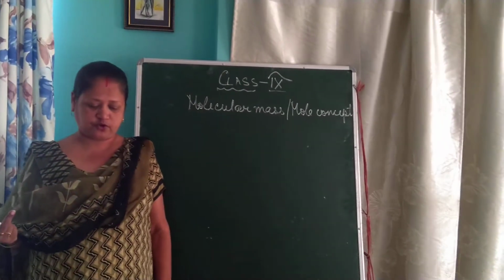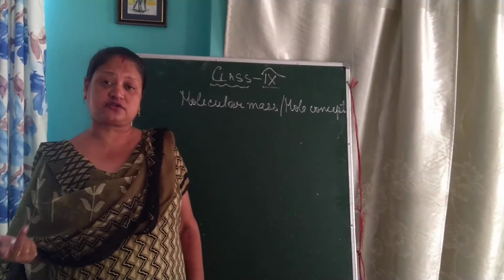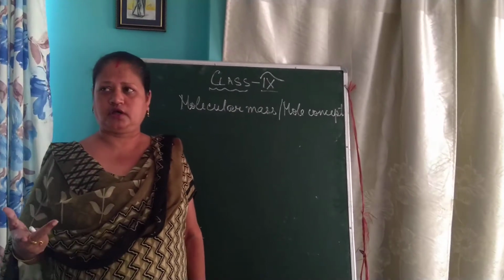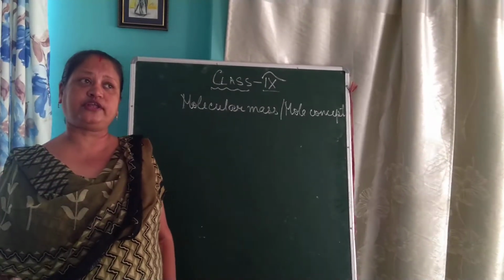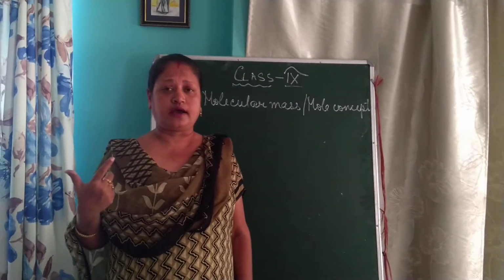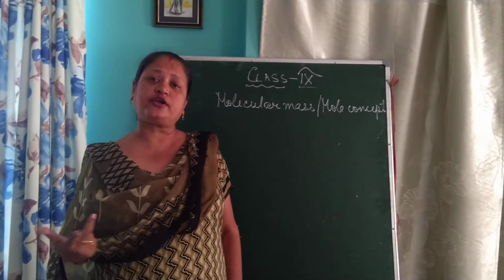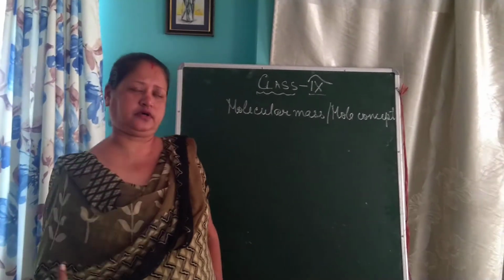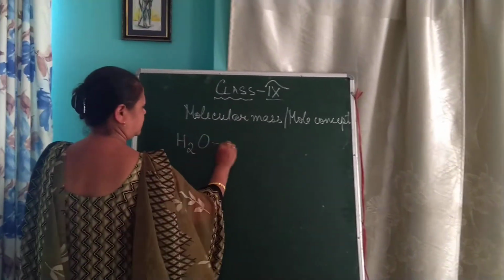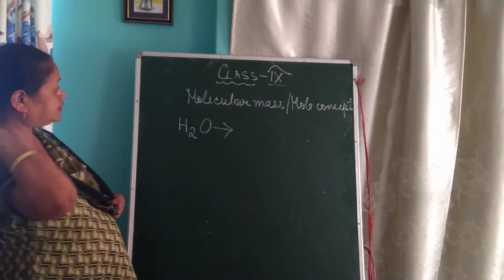Suppose the atomic mass of hydrogen is 1, the atomic mass of oxygen is 16, and chlorine is 35.5. So it goes on like this. Now, if you have to calculate the molecular mass of any substance, how are you going to calculate it? Suppose I am talking about water. You know that the formula of water is H2O, right? So how will you find the molecular mass?